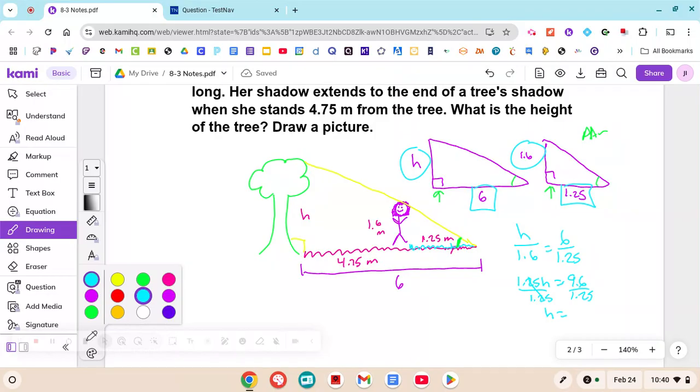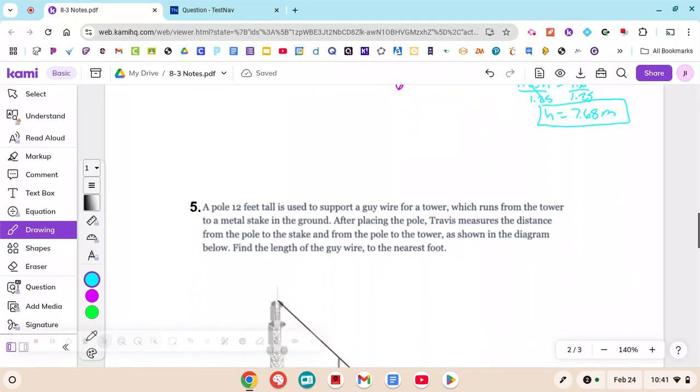And you'll get 7.68 meters for the height of your tree. Hopefully you followed that. Okay, let's do another problem kind of like this one.